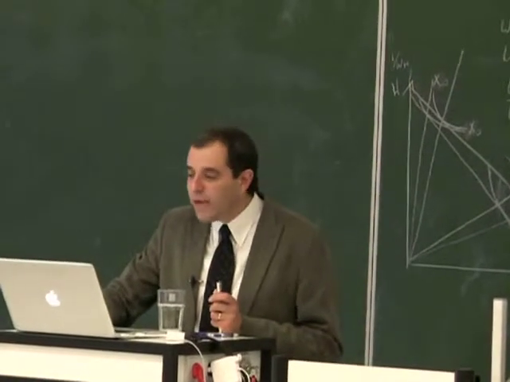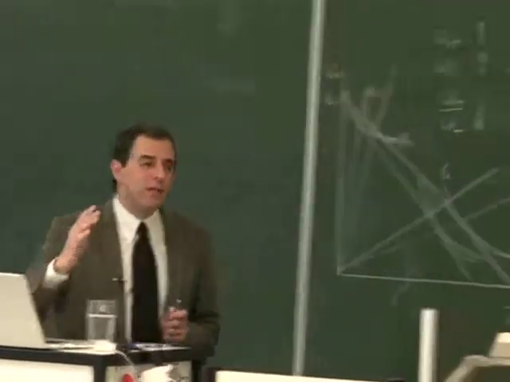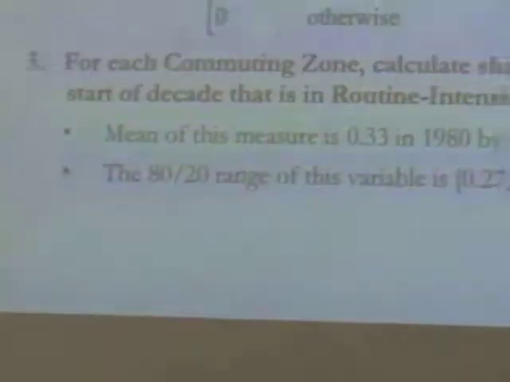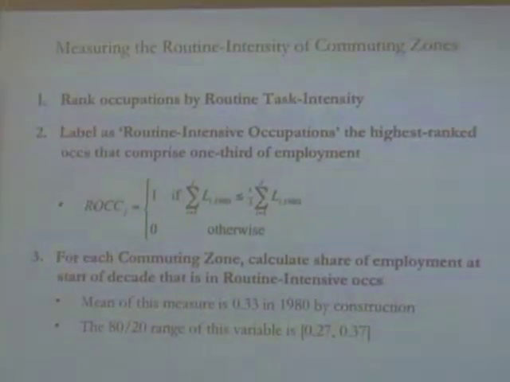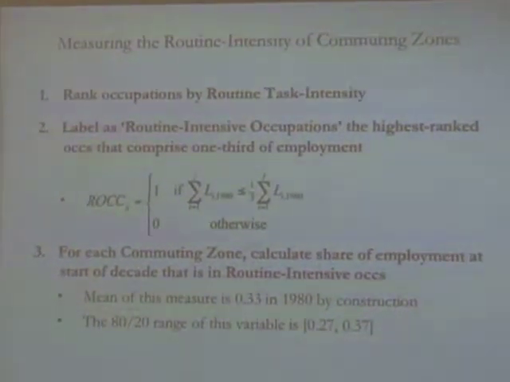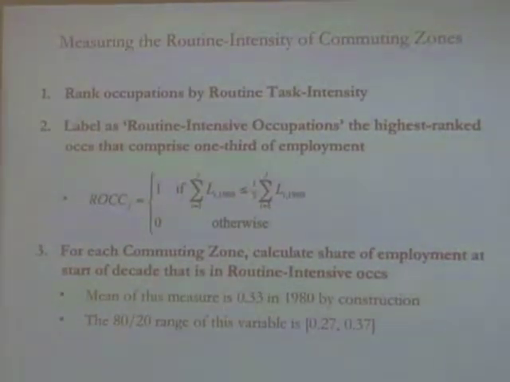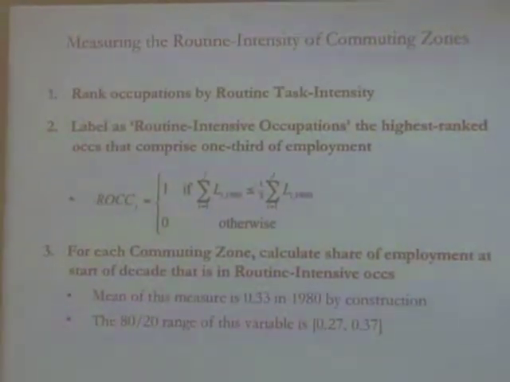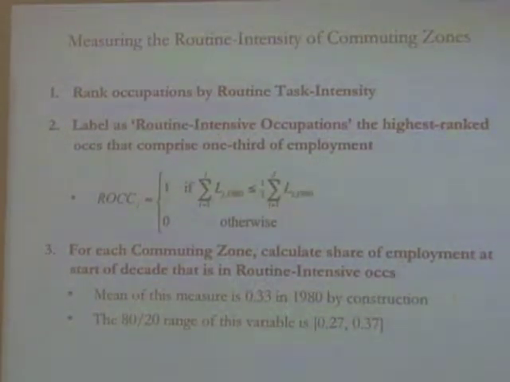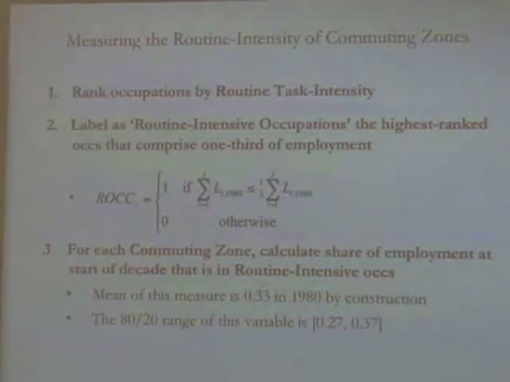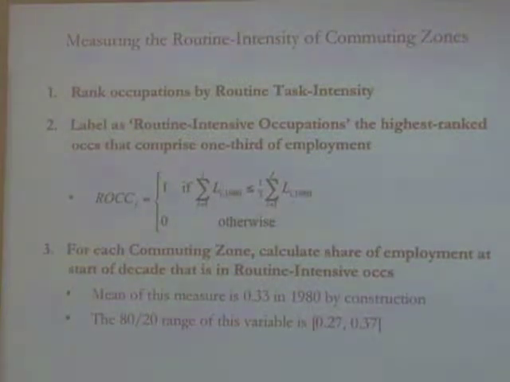We rank each occupation by its routine task intensity, and we take the most routine intensive third of occupations and call these our routine intensive occupations. You could do this lots of ways. You could use a continuous measure. It actually doesn't matter. The ranking is very stable, so it's not sensitive. We just do this for transparency. Then for each commuting zone, we calculate the share of employment in 1980 that is in routine intensive occupations.